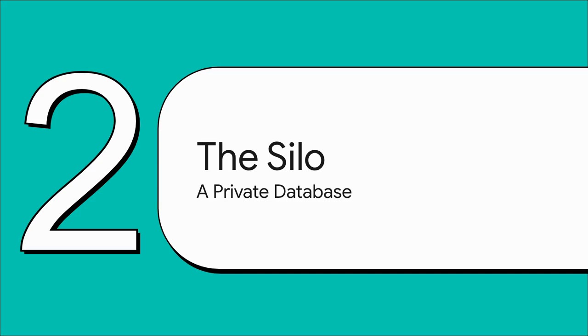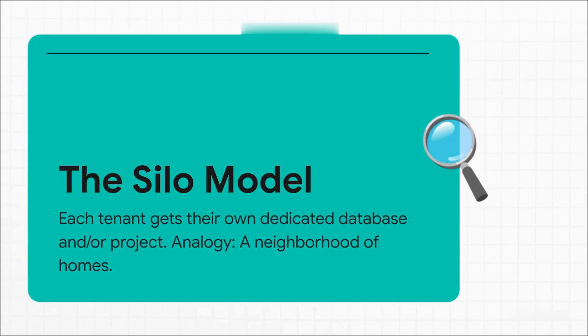And this is the polar opposite approach. It's the whole idea behind the silo model. Yep, if the pool model is a giant apartment building, the silo model is like a nice quiet neighborhood full of single-family homes. Every tenant gets their own house, they get their own plumbing, their own backyard, their own foundation. In tech terms, this means each customer gets their very own dedicated database.